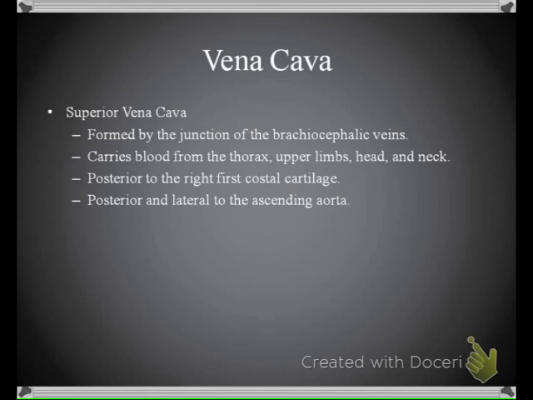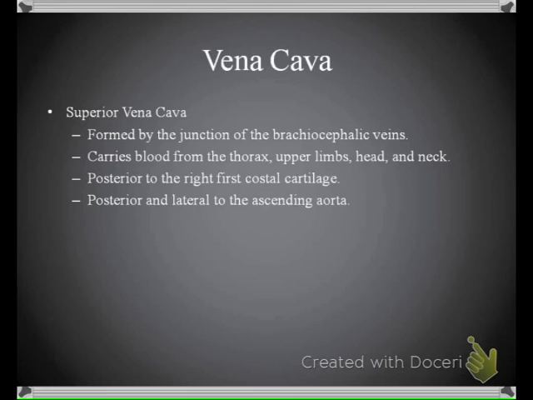So the vena cava. The superior vena cava is formed by the junction of the brachiocephalic veins and it carries blood from the thorax, upper limbs, head, and neck back to the right atrium. It's posterior to the right first costal cartilage and posterior and lateral to the ascending aorta.